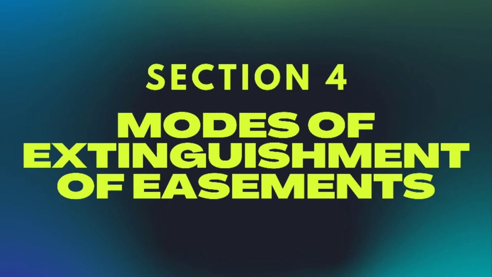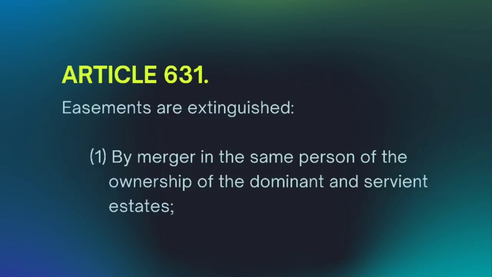Section 4. Modes of extinguishment of easements. Article 631. Easements are extinguished: 1. By merger in the same person of the ownership of the dominant and servient estates.